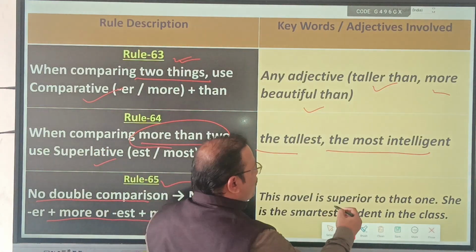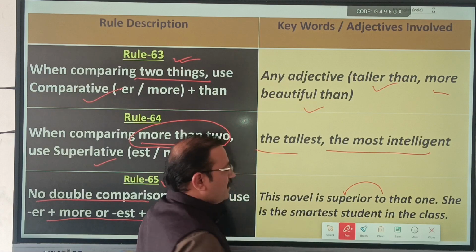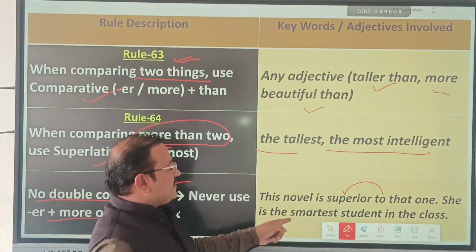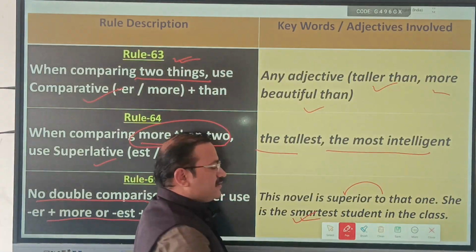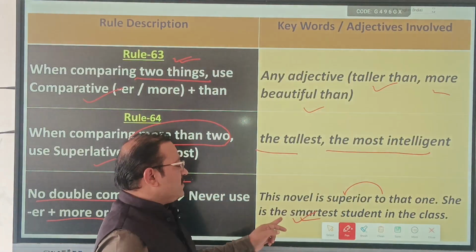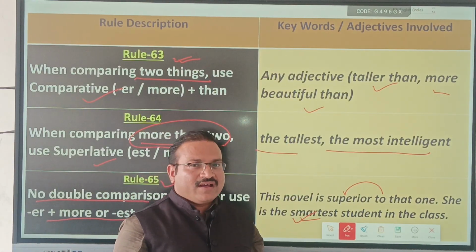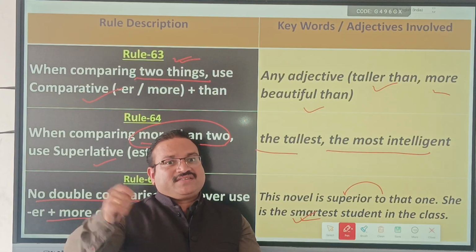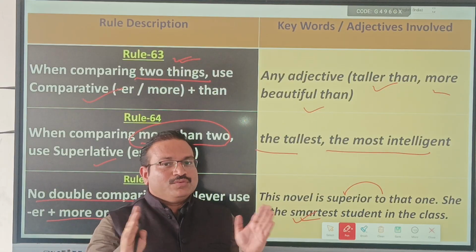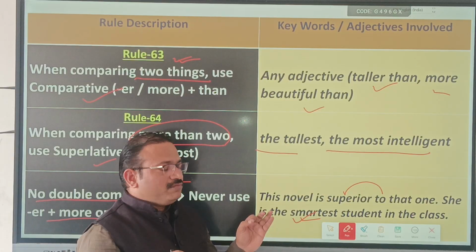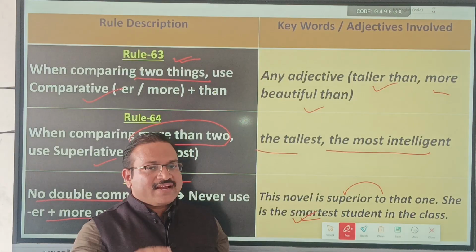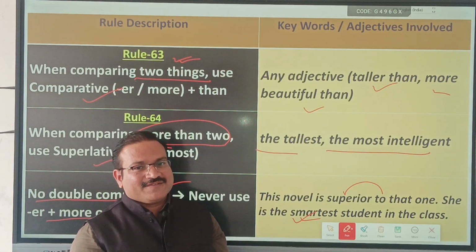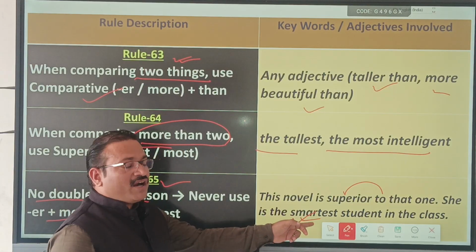The novel is superior to that one. Remember, an adjective ending with ior is followed by to, correct? She is the smartest student in the class. The trap will be: she is the most smartest student in the class. In WhatsApp messages you write most smartest, bestest, bestum best. You have to avoid that, don't follow the WhatsApp rules. The rule says that double comparatives and double superlatives are not allowed in sentences. The most smartest, wrong.